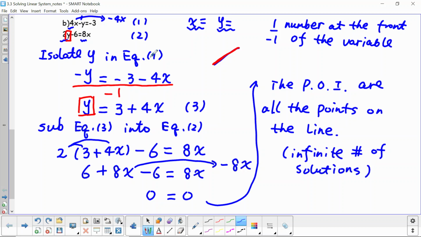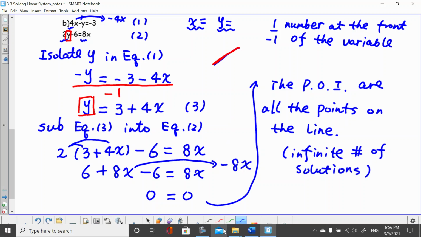Okay. So for these two equations, if you isolate in the other one, you will have y equals 3 plus 4x from the second one. So that's the reason they are the same line. If you have the same line, then the points of intersection will be all the points on the line. So you have an infinite number of solutions. So this is for this review.